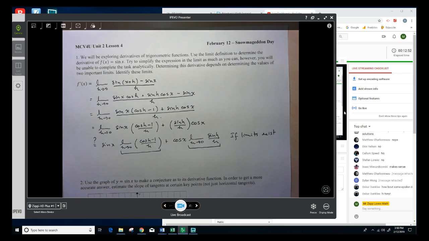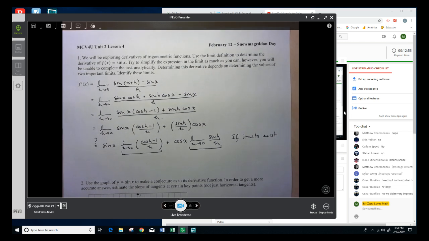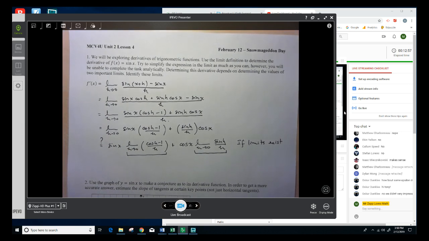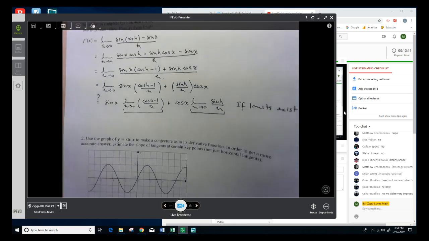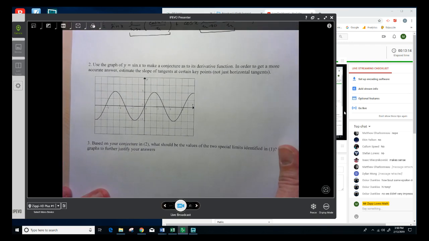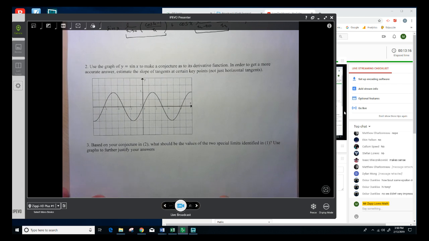All right, so I don't see any questions, so let's start talking about these limits here. We're going to take a look at them in a second, but what we're going to do is take a different approach because we kind of hit a roadblock when it came to using the limit definition. So this is where now we're going to use the graphical approach to see if that takes us anywhere.